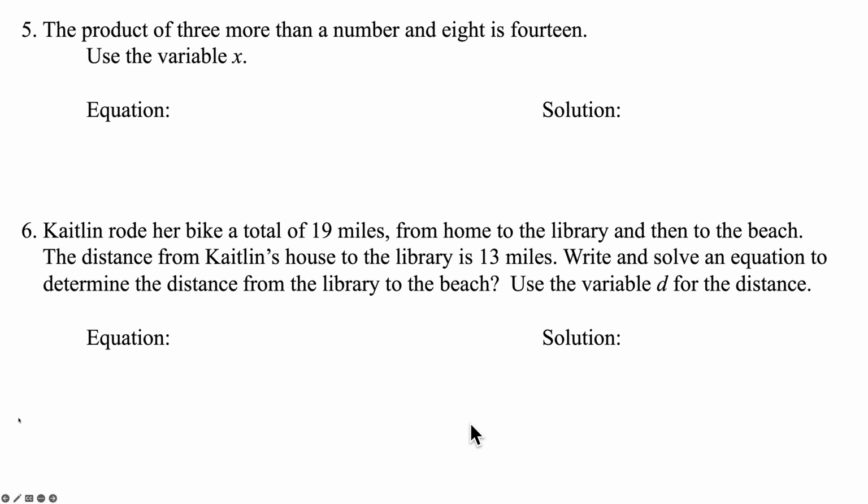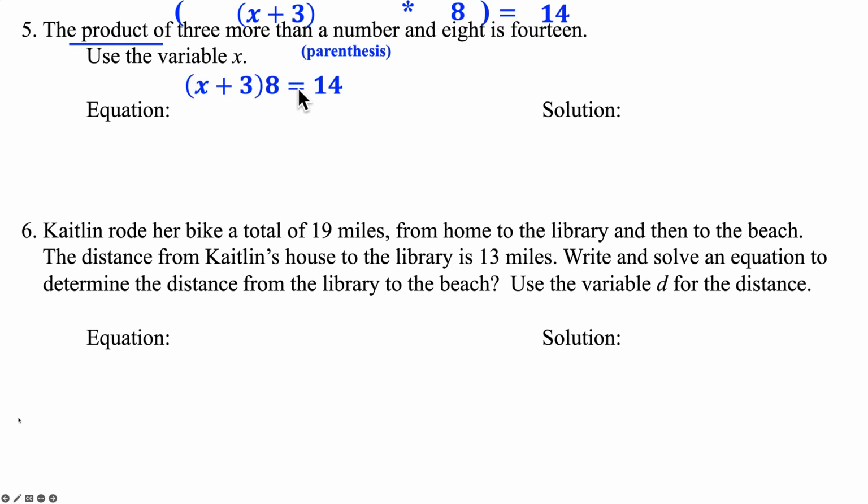Number 5, the product of 3 more than a number and 8 is 14. X is my variable. So again, product, answer to a multiplication problem. Multiplication goes to the "and." 3 more than a number, so that's x plus 3, again, in parentheses. And 8 is 14. So there is my x plus 3 times 8 equals 14. Nothing being multiplied outside those bigger parentheses.